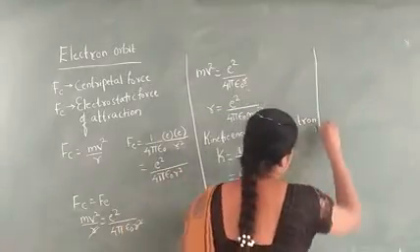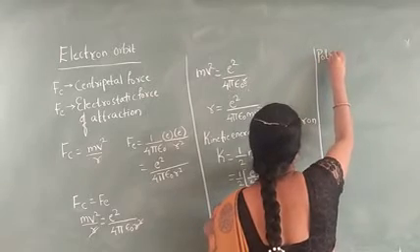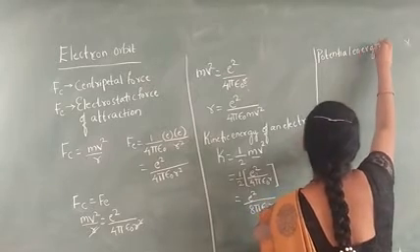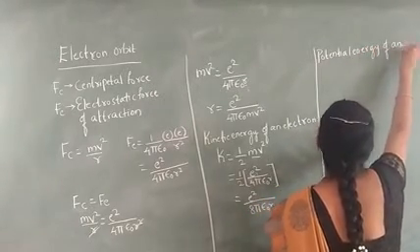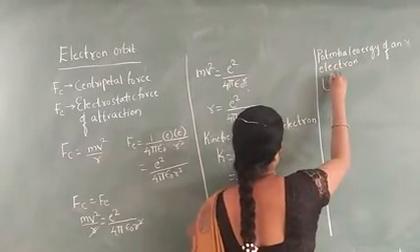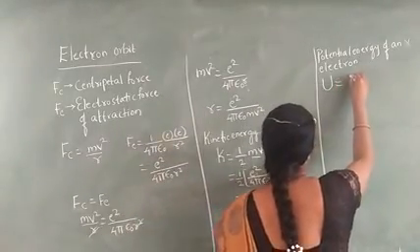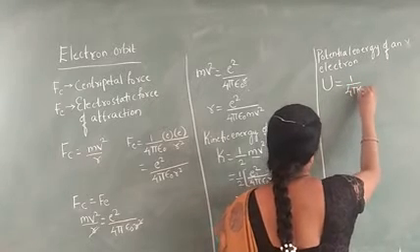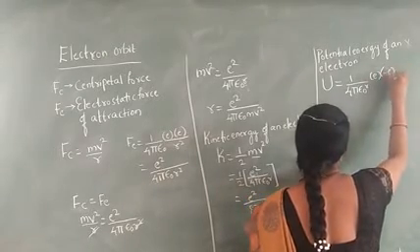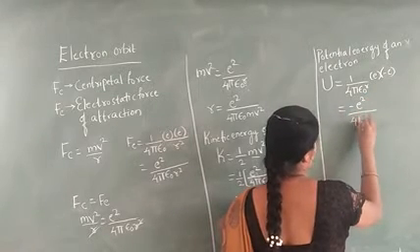Now next, the potential energy of an electron. We are writing it as U. The potential energy can be denoted as U. U is equal to 1 divided by 4 pi epsilon naught into r. If one is a positive and the other one is a negative charge, in total we are getting minus e square divided by 4 pi epsilon naught r.